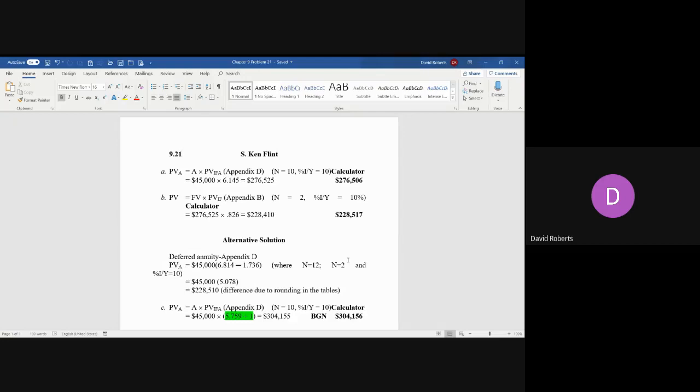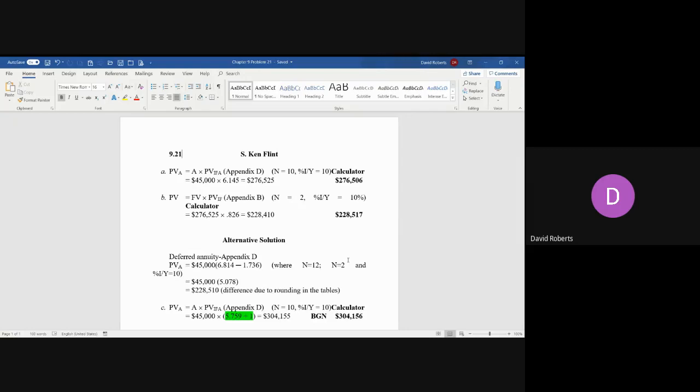This person is going to get $45,000 per year for the next 10 years. So part A is a fairly simple calculation. Your N is 10 and your I/Y is 10. Your future value is 0. Your PMT is the 45,000. Compute PV. That's a fairly straightforward calculation.